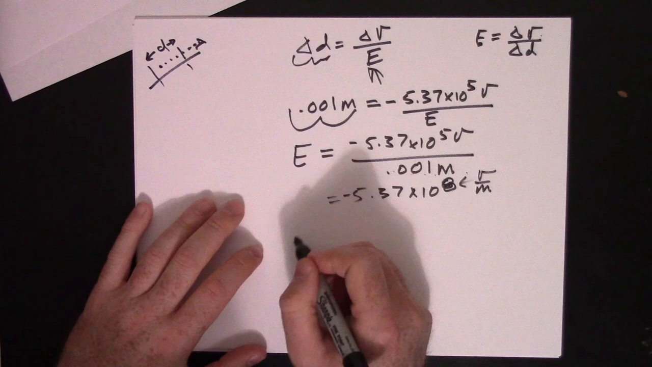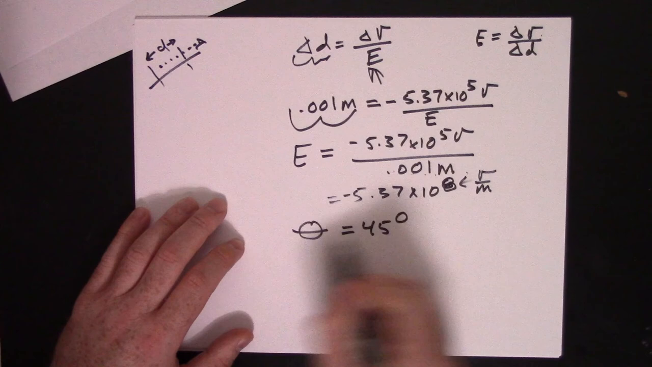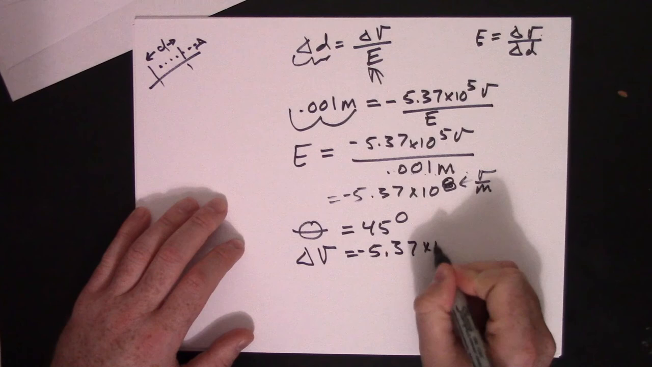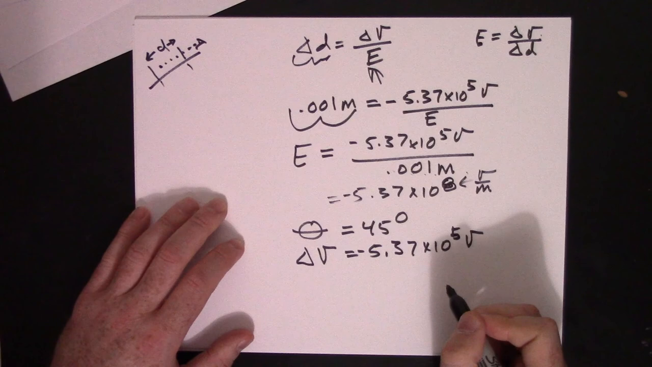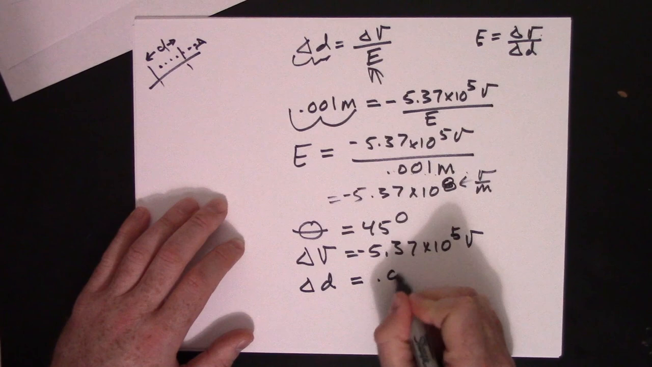We have a theta that is 45 degrees. Given that theta, we have to have a delta V that is negative 5.37 times 10 to the positive 5 volts, which is also a pretty big figure. And we also have a delta D then, that we've nominated, of 0.001 meter. I hope that's been informative.